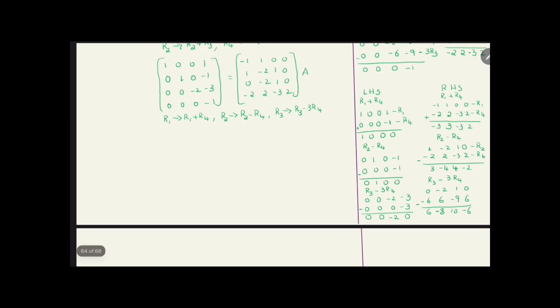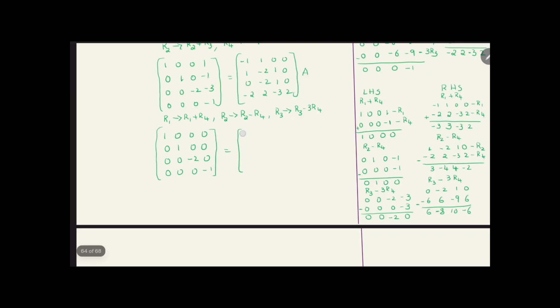Okay, now let me write these elements now. The first row, what we got? The first row is 1, 0, 0, 0. Second row, what we got? 0, 1, 0, 0. And third row, it is 0, 0, minus 2, 0. And what is fourth row? It is 0, 0, 0, minus 1.